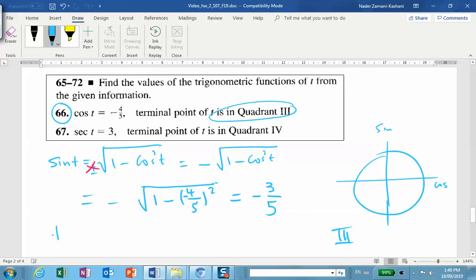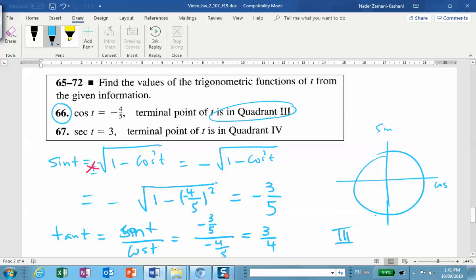Okay, what is tangent of t? Tangent of t is equal to sine of t over cosine of t. Let's plug in the values. Sine of t, we just worked out, is minus 3 over 5. Cosine of t was given to you as minus 4 over 5. Needless to say, this is a positive number, 3 over 4. Better be if you're in quadrant 3. Tangent must be positive.